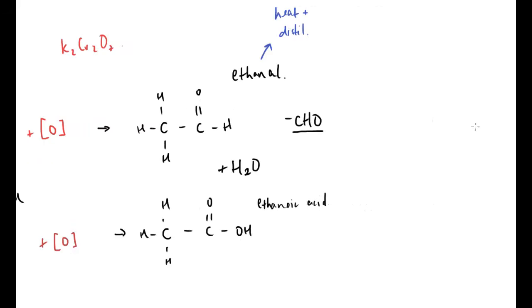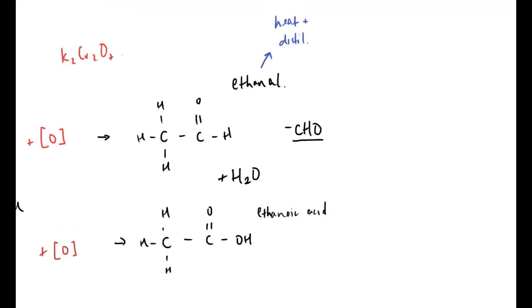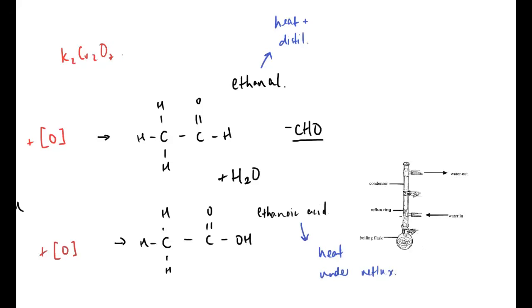If we wanted to make sure we'd got the carboxylic acid, we can do something different. This is something you've probably not used before, but it's a process where you heat again, but you heat under reflux. And I'll put a picture here of what that means. So this is heating under reflux.